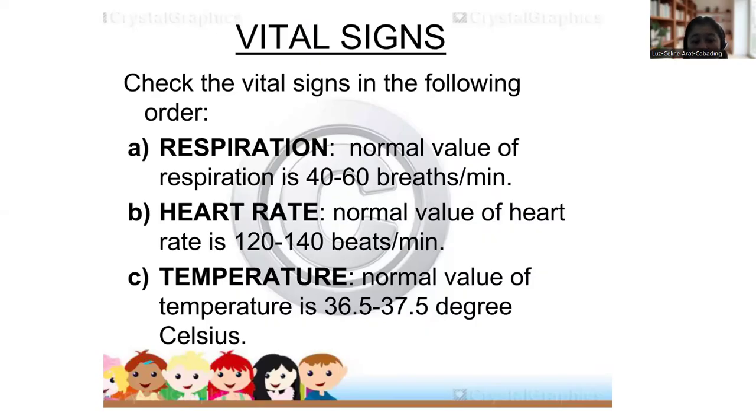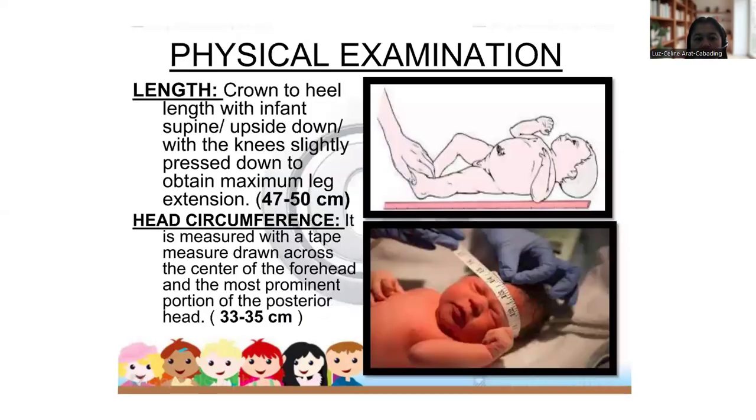The heart rate is faster compared to adults, 120 to 140 beats per minute. And the temperature of the newborn is from 36.5 to 37.5. That means the newborn is fine. She's not febrile. Now let's look at a detailed physical examination.